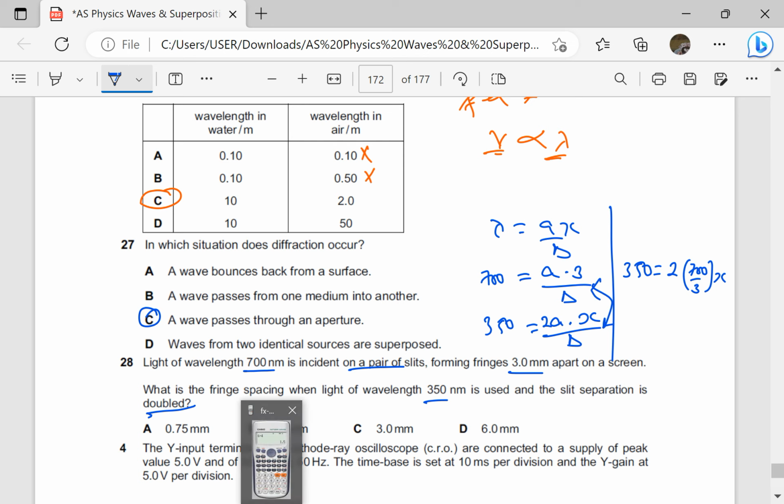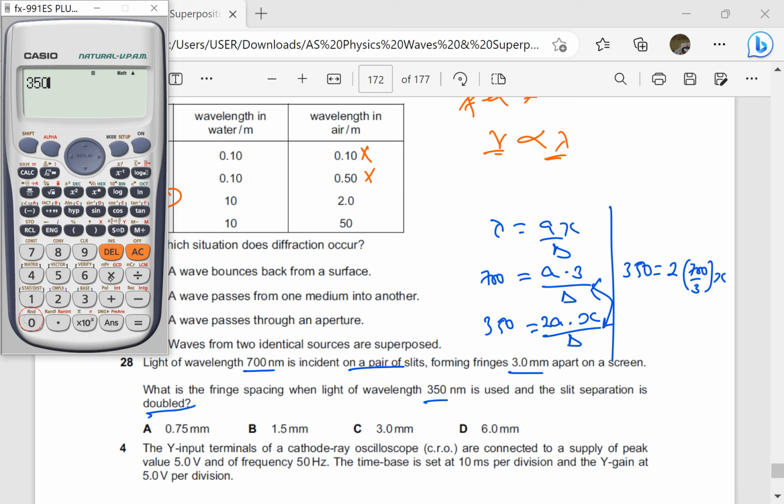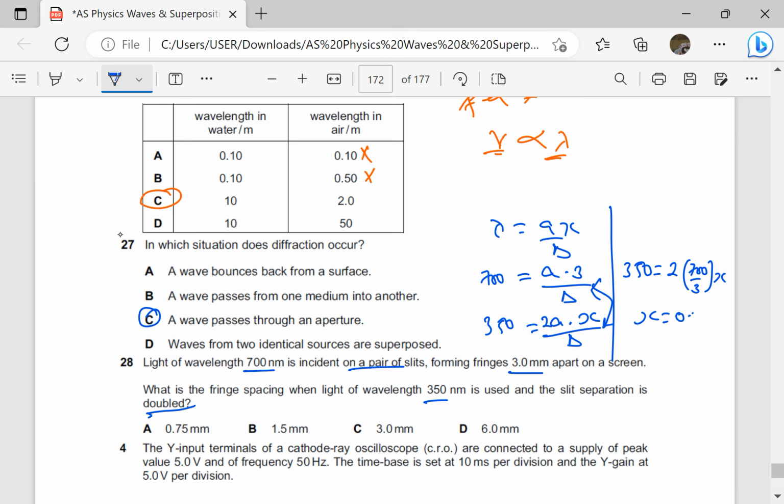So x is going to be 350 times 3 divided by 2 times 700. So x is going to be 0.75. So x is equal to 0.75 millimeters. So our answer is going to be A.